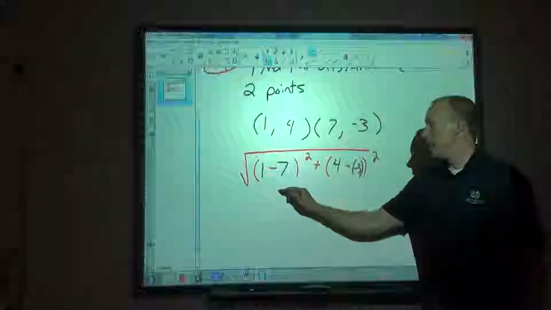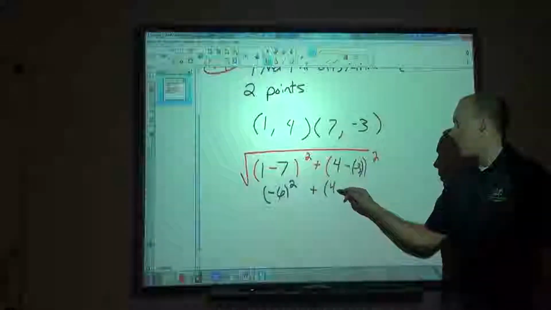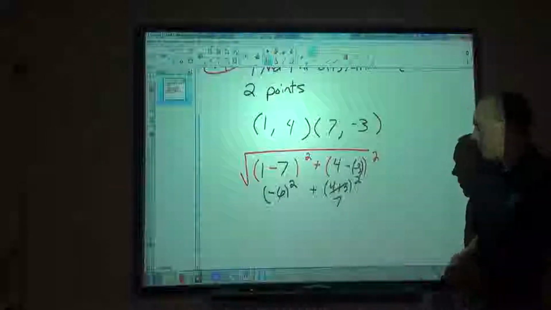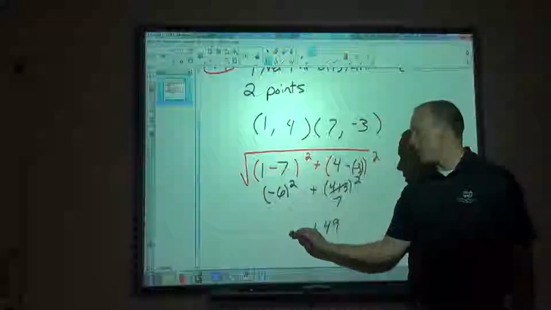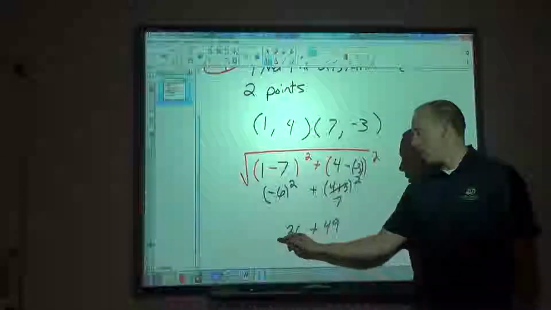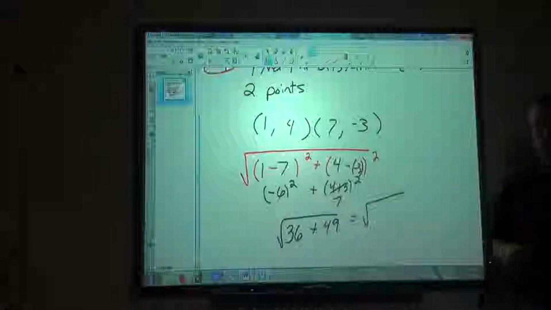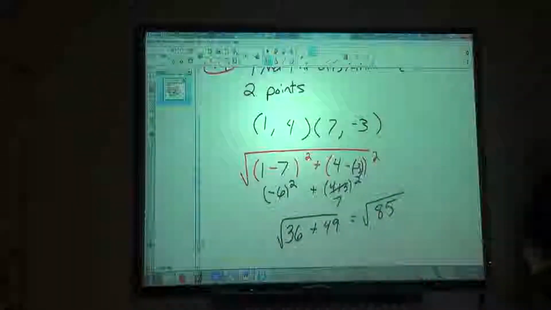Okay, so this turns into a -6 in parentheses squared. And then, yep, that's a 4 plus a 3, which is actually a 7 squared. So 7 squared would be 49. 6 squared is a positive 36. And what's 36 plus 49? 85. Okay, is there any perfect squares in that?